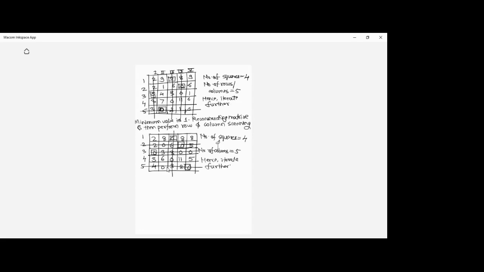We are again going to identify the least cell here, so the minimum value here. The minimum value that we have is equal to, how much is it? 2, right? Yeah, it is 2. So the minimum value 2 is here. So reconstructing, we will have to reconstruct and then perform row and column scanning.